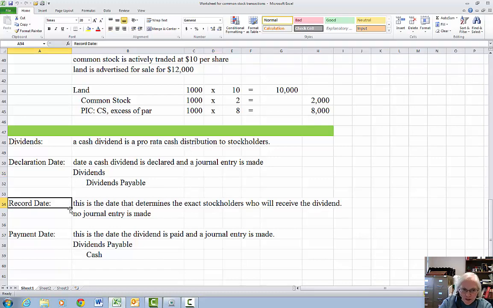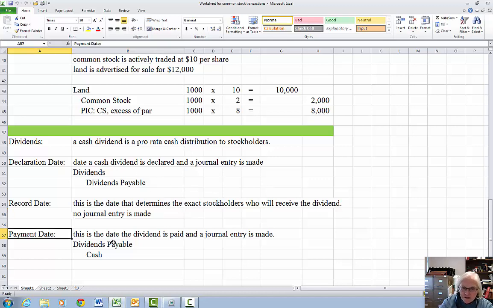The record date is the date that determines the exact stockholders who will receive the dividend, because after the dividend is declared and before the record date, people still buy and sell stock all year long. So at the record date, all that does is determine who's going to get the dividend, and you do not make a journal entry because you haven't changed the amount of the dividend.